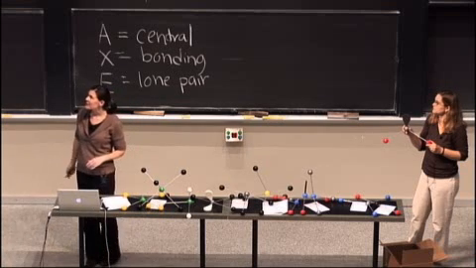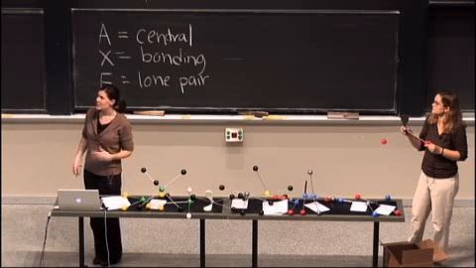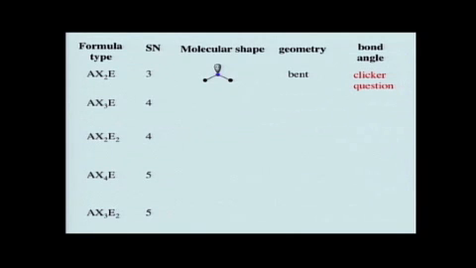So for example, let's start talking about different types that have lone pairs in them. First of all, thinking about AX2E. So we have one lone pair, and the geometry here is bent. And I want you, thinking about lone pair repulsion, to tell us what you think the angle between these bonds is going to be.